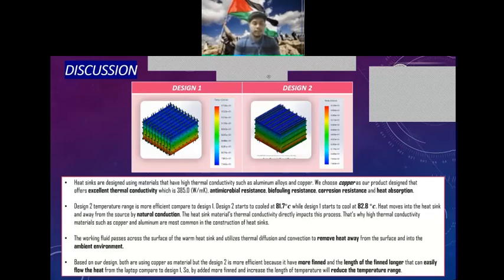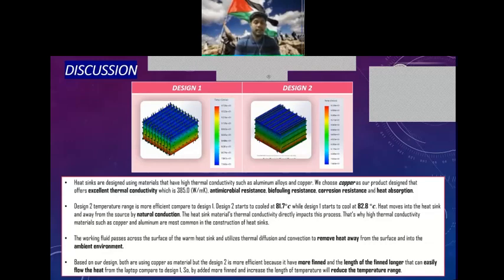Heat moves into the heat sink and away from the source by natural conduction. The heat sink material's thermal conductivity directly impacts the process. That's why high thermal conductivity materials such as copper and aluminium are most common in the construction of heat sinks. The working fluid passes across the surface of the warm heat sink and utilizes thermal diffusion and convection to remove heat away from the surface and into the ambient environment.